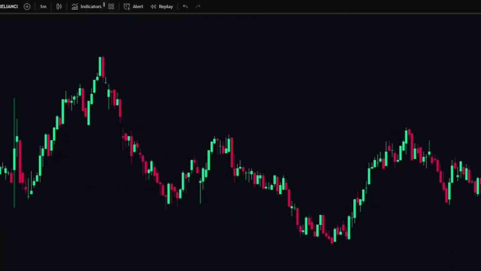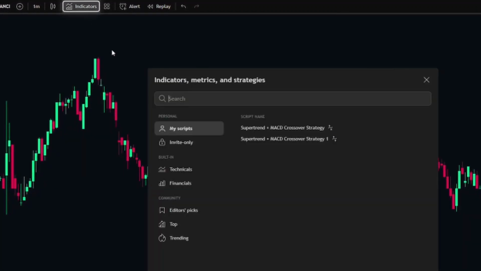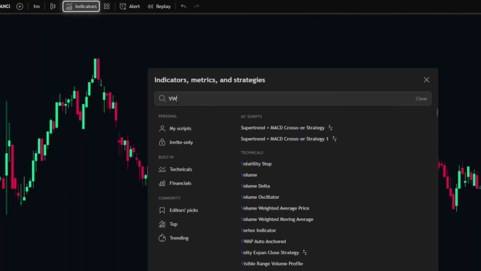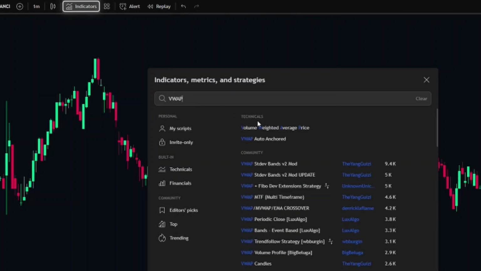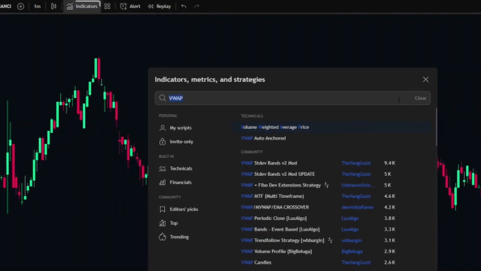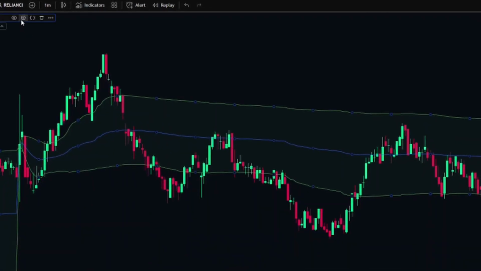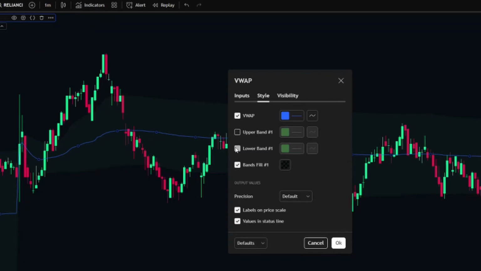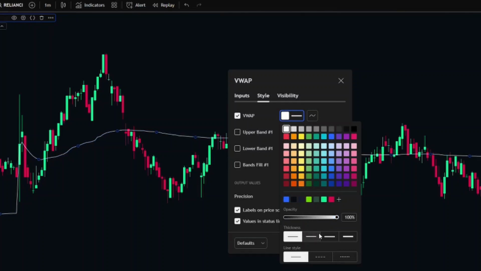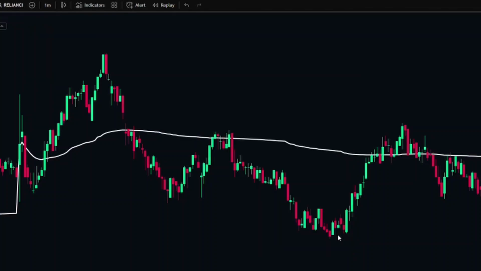Number 5 is VWAP, Volume Weighted Average Price. Simply go to the indicator section on the chart. Search for VWAP. Volume Weighted Average Price will appear there. Click on it. Then, go to its settings. Untick the upper band, lower band, and fill band. Then, change the color of VWAP to white. Make the line thick. Then click OK. Now your settings are set perfectly.